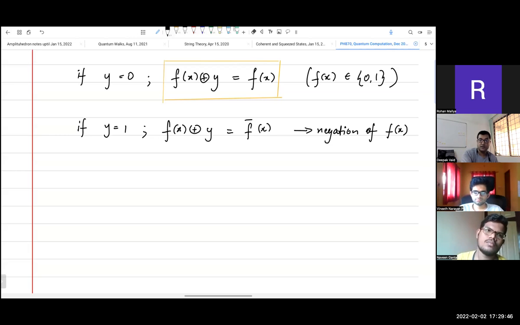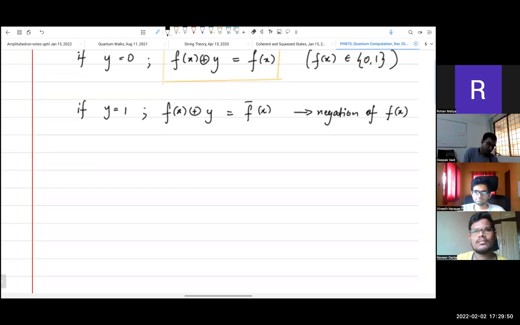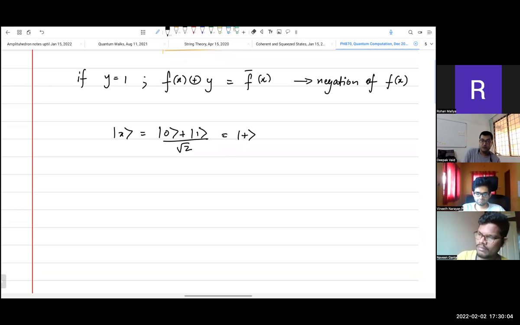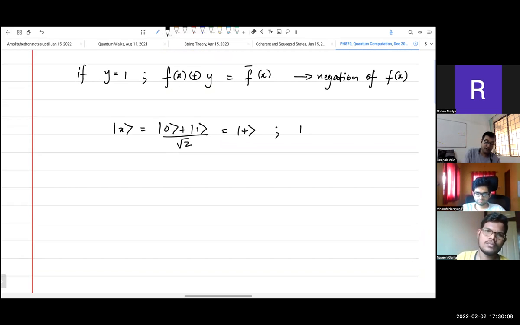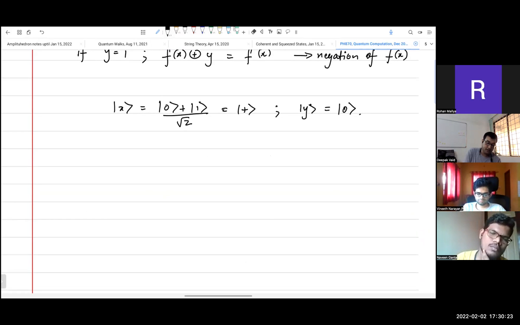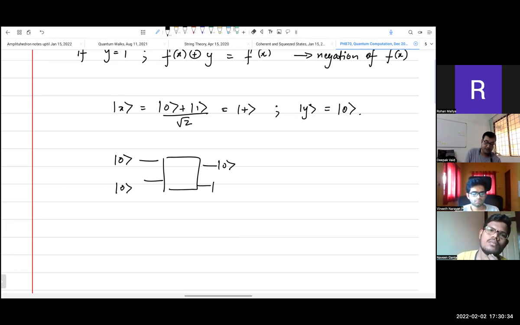Okay, so now let's ask ourselves, what happens if, for instance, your input qubit is in a superposition? Say it's in this state, and we'll take our ancilla qubit to be in the zero state. So what is the input? There are two possibilities. The first possibility is that x and y are both zero, in which case this is the output.